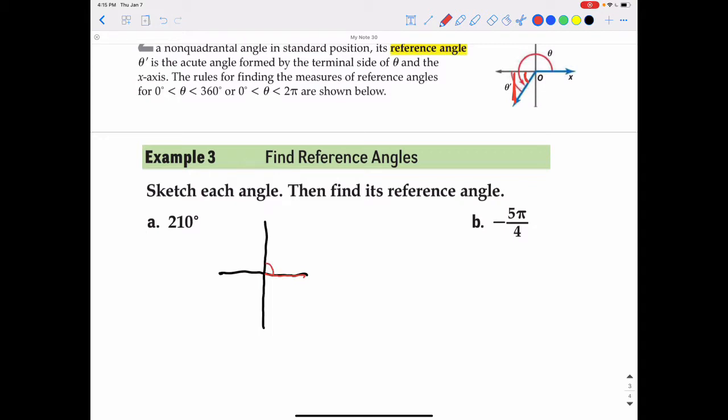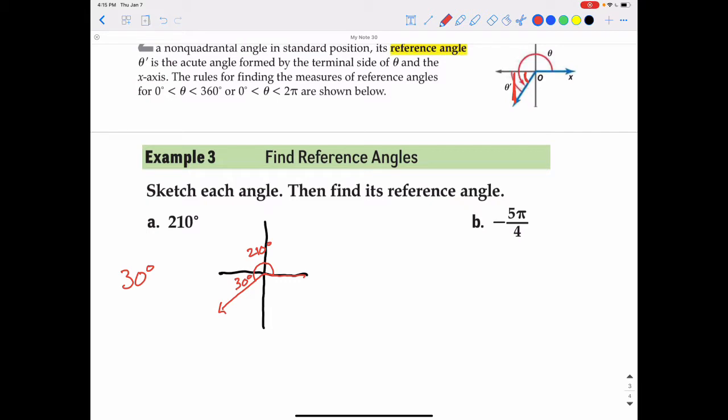From here to here would be 90, then 180, and then a little bit past 180 would be where my terminal side would be. But how much past 180? If that's a 210-degree angle and the other side of the x-axis is 180 degrees, I've gone 30 degrees past 180 degrees. So my reference angle would be the 30-degree angle.